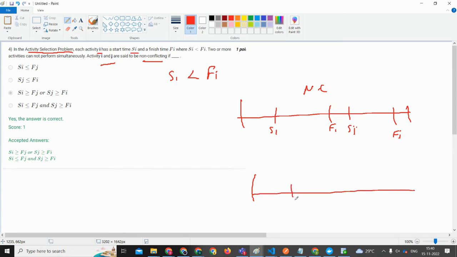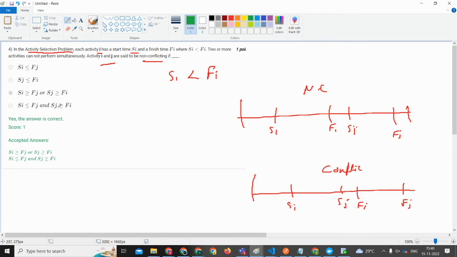I'll take one more example which is conflicting. Starting of i, and you have starting of j, and then we have finishing of i, then you have finishing of j. Correct? So this is conflicting. Am I right, Pooja? Yes. Okay, now let's compare the options here.